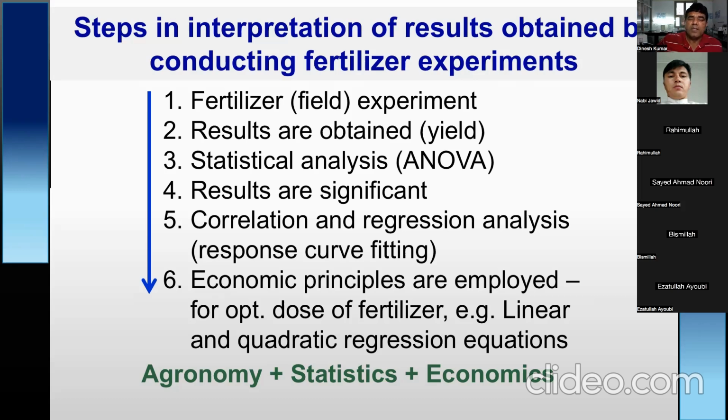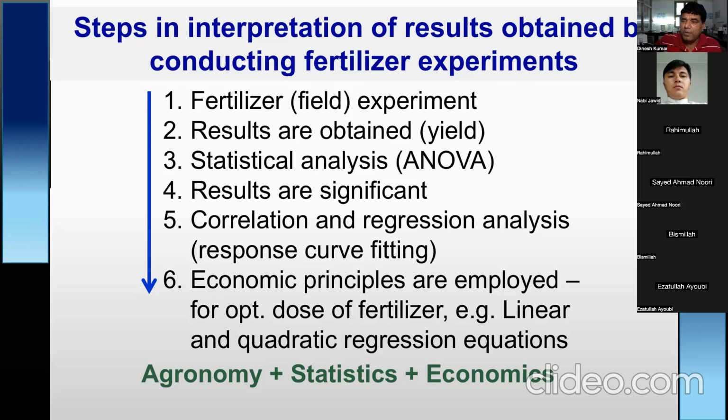That means the variation or increase in yield is actually caused by the treatment. It is because of increasing doses of fertilizer that our data are significant. So once our results are significant, we go for correlation and regression analysis of data.